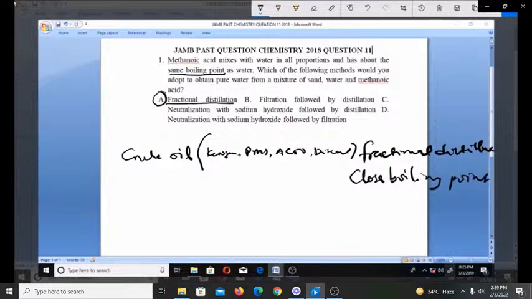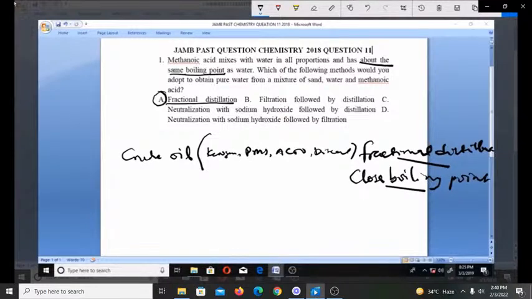And in this case, you're having something that is having the same boiling point. So you need about the same, not actually the same, about the same. It's hard for you to have two substances of the same boiling point. So if they are about the same, that means they have close boiling points. Then the best option is fractional distillation.